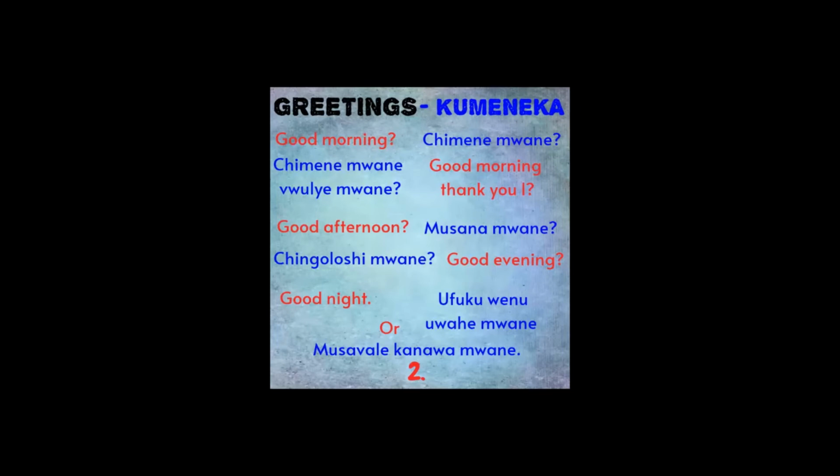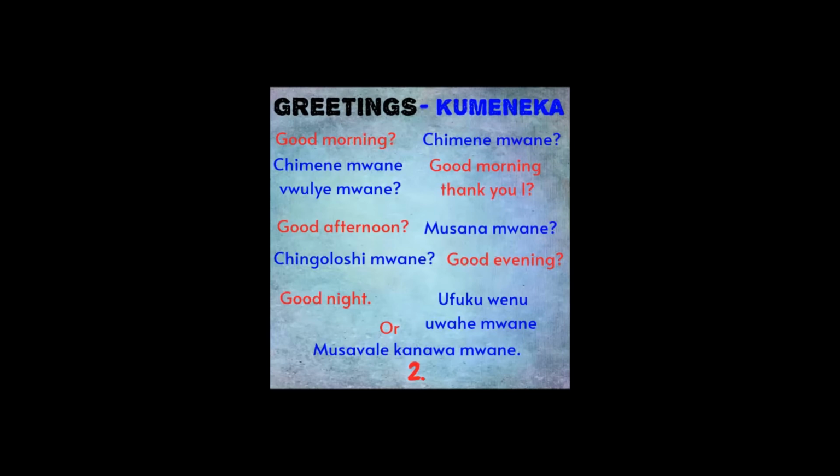That's good night. So in Luvale, some will say ufuku wenu uwahe mwane, or people can say musabalekana wa mwane. Mainly people will say musabalekana wa mwane, which simply says good night. In English, we can translate it directly as sleep well or sleep tight. But all in all, musabalekana wa mwane in Luvale, translated to English, should be good night, meaning have a good night.